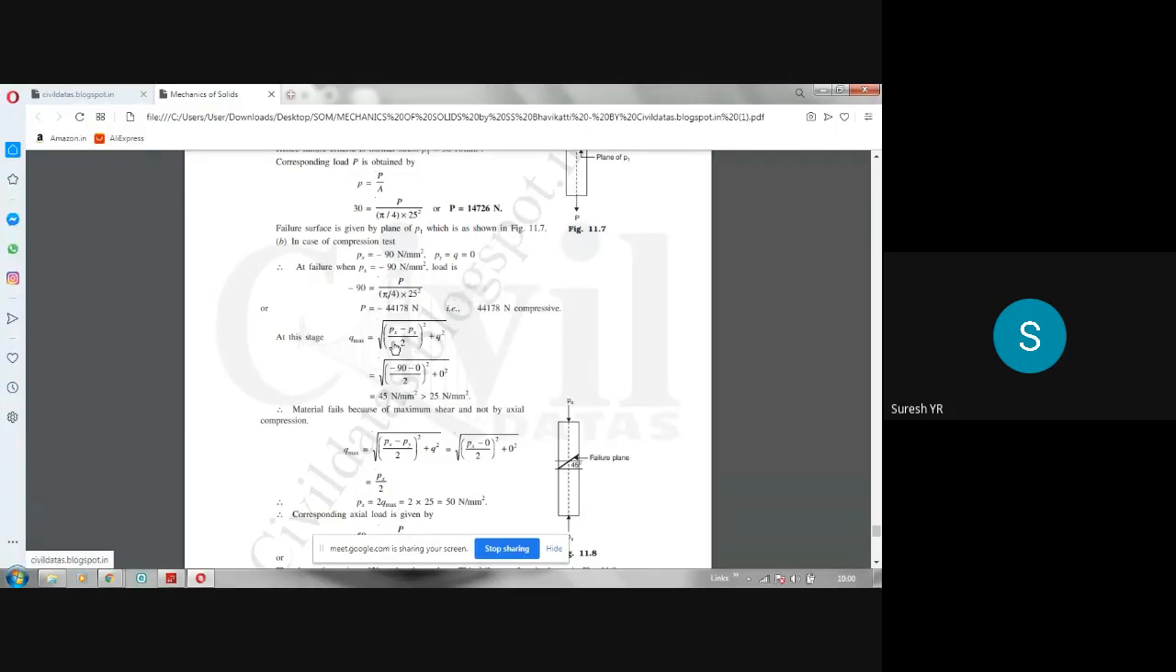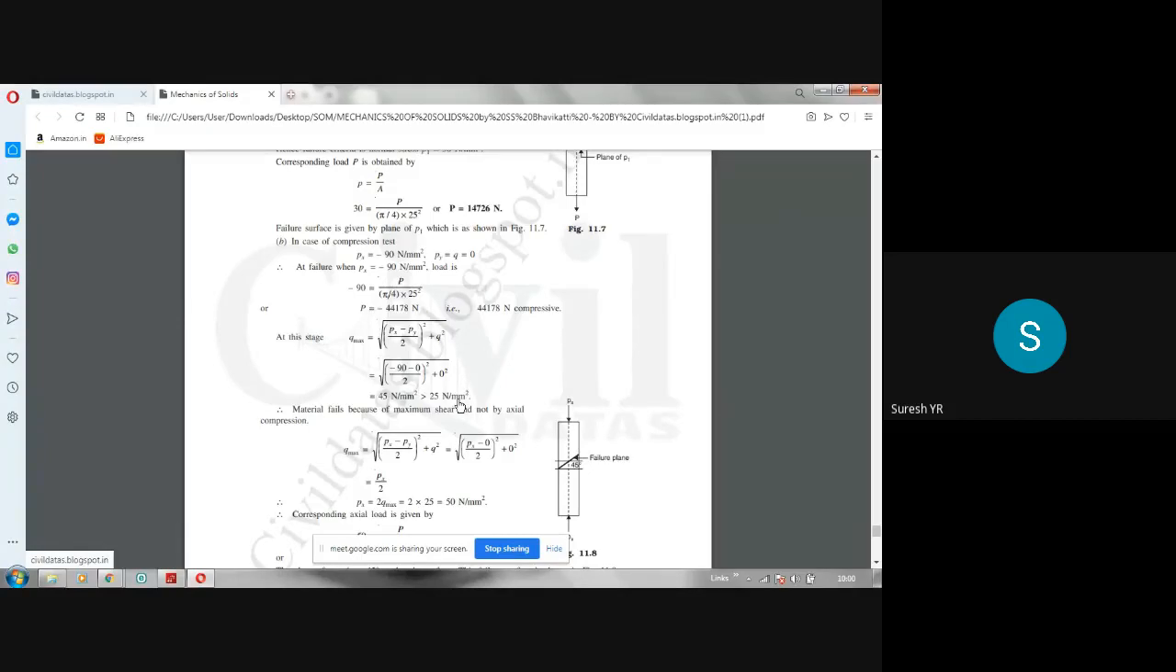Corresponding shear, see what the maximum shear becomes, calculate it. Maximum shear comes to 45. Here, 45 Newton per mm square is greater than 25. Since it is greater than 25, it fails in shear. So the maximum shear is exceeding the shear strength. Got it? So when the stress exceeds the strength, it will fail. So that is the idea. When the stress exceeds the strength, it will fail.